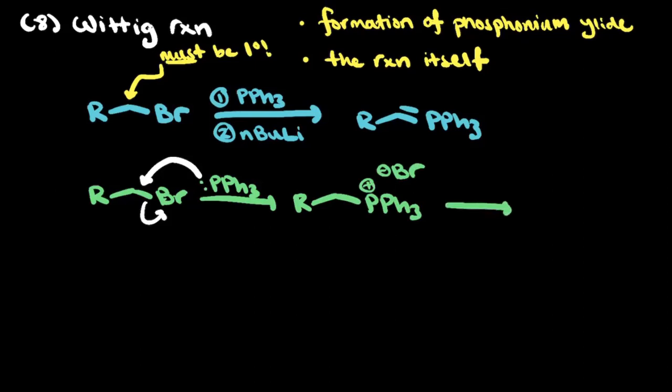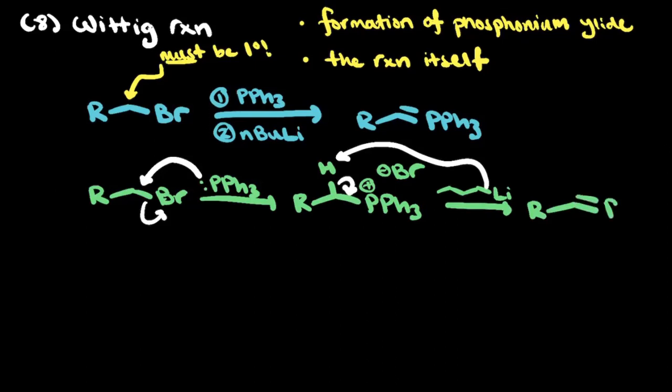And then your N-butyl lithium will essentially come in and deprotonate right here in order to form your phosphonium ylide. Okay, that makes that carbon-phosphorus double bond, or you can also have the resonance structure where you have a carbanion. Either one is fine. But that's your phosphonium ylide, and now you want to take that into the reaction with your ketone or aldehyde itself.